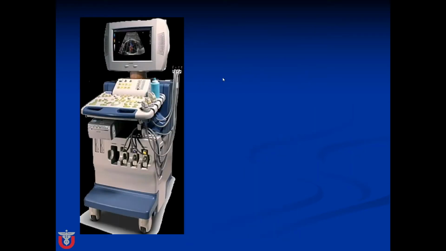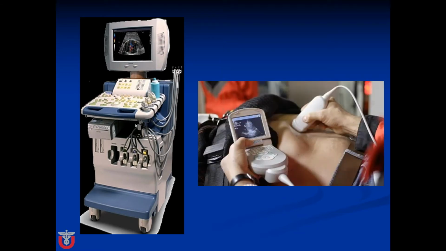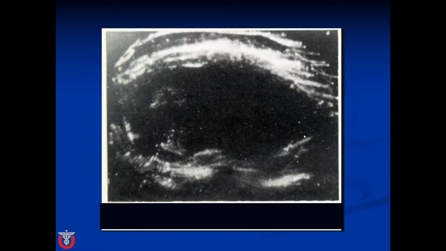Well, nowadays, it's much different, isn't it? First of all, there is no water bath. We use a coupling gel to scan. This is a, quote, big machine, and we even have some handheld devices now, too. So we've come an awfully long way.